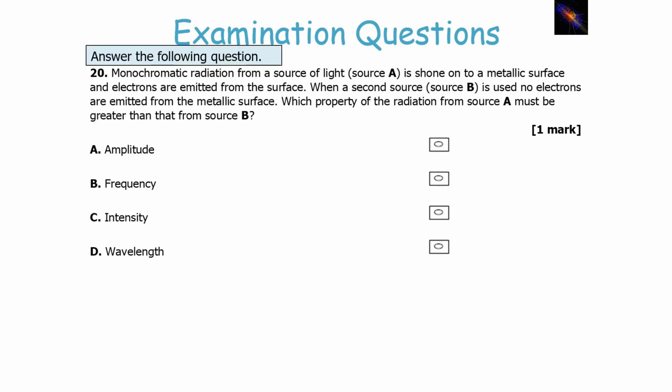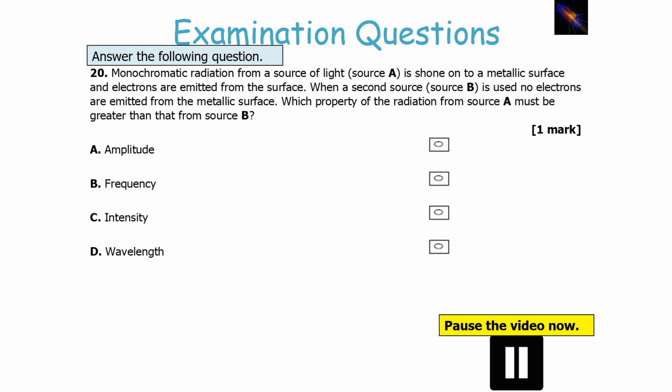Next question. Monochromatic radiation from a light source, which we'll call source A, is shone on a metallic surface and electrons are emitted from the surface. When a second source B is used, no electrons are emitted from the metallic surface. Which property of radiation from source A must be greater than source B? So pause the video now, then unpause the video when you want to go through your answer.